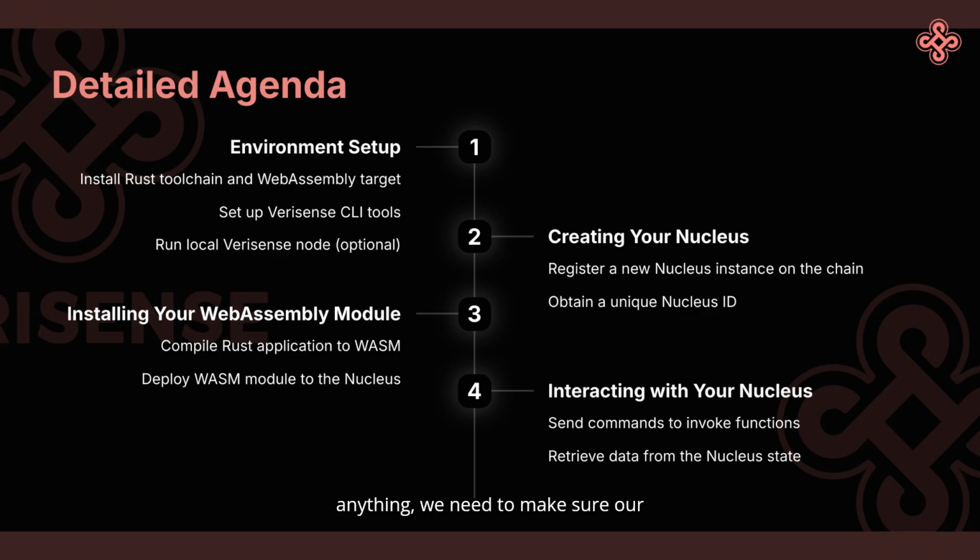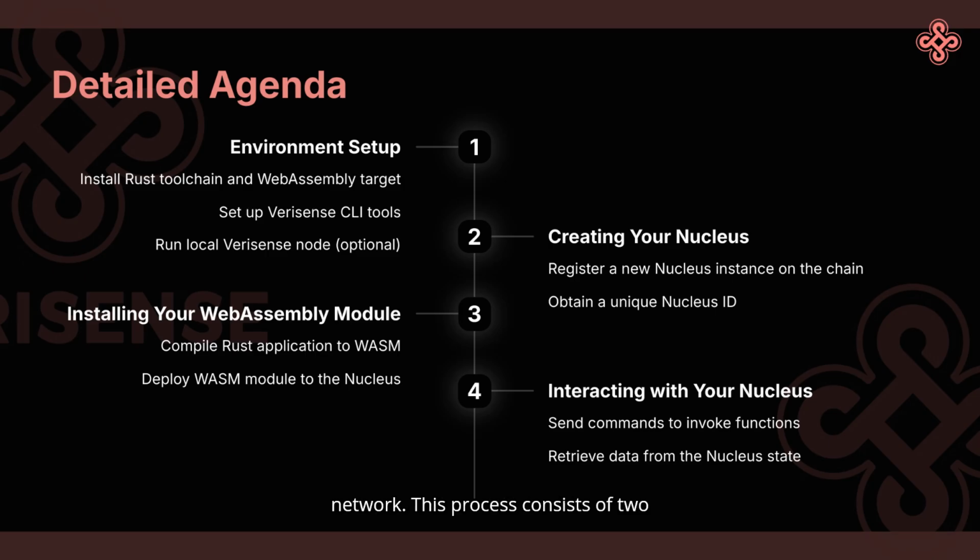Before we can deploy anything, we need to make sure our development environment is ready. This includes installing the Rust toolchain and setting up the WebAssembly target, preparing the Verisense CLI tools that we'll use for managing Nucleus deployments, and optionally, running a local Verisense node for development purposes. Once the environment is ready, we'll move into the core part, deploying a simple Nucleus onto the Verisense network.